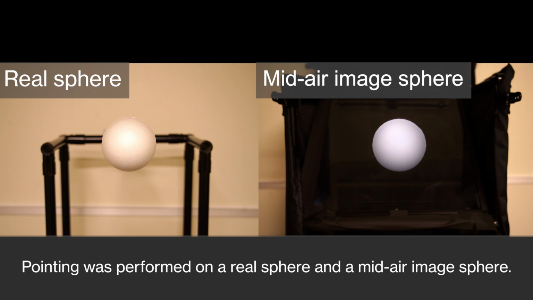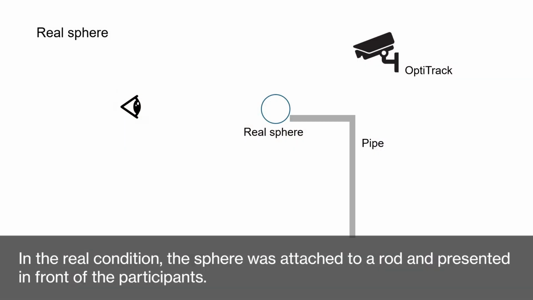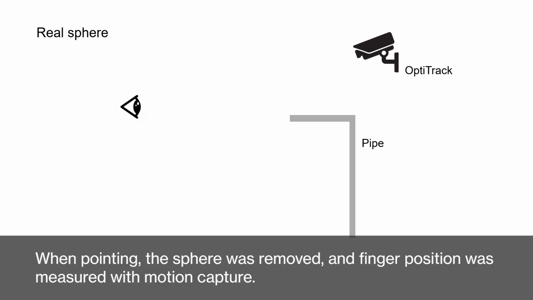Pointing was performed on a real sphere and a mid-air image sphere. In the real condition, the sphere was attached to a rod and presented in front of the participants. When pointing, the sphere was removed, and finger position was measured with motion capture.